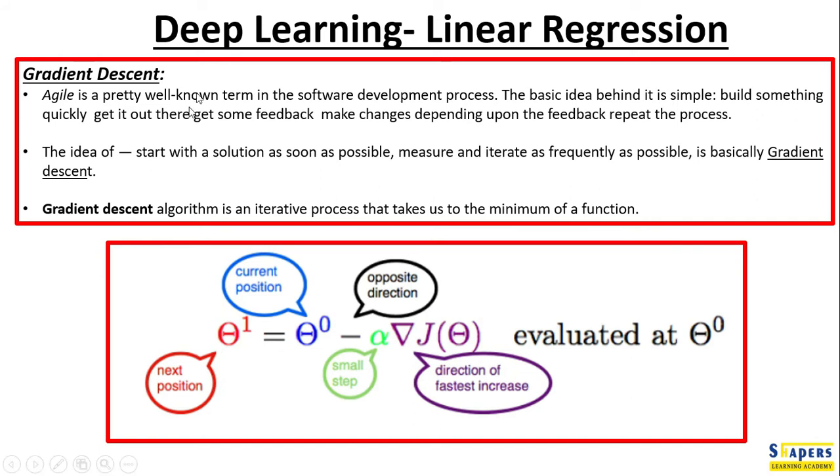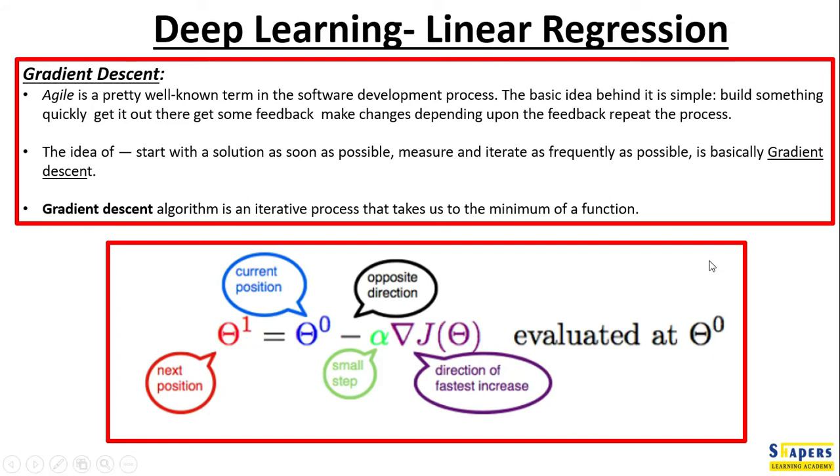Agile is a pretty well-known term in the software development process. The basic idea behind it is very simple. Build something quick, get it out there, get some feedback, make changes depending on the feedback, and repeat the process. The idea of starting with a solution as soon as possible, measuring, and iterating as frequently as possible is basically gradient descent. A gradient descent algorithm is an iterative process that takes us to the minimum of a function. Yes, that's right. So that's a process of optimization.